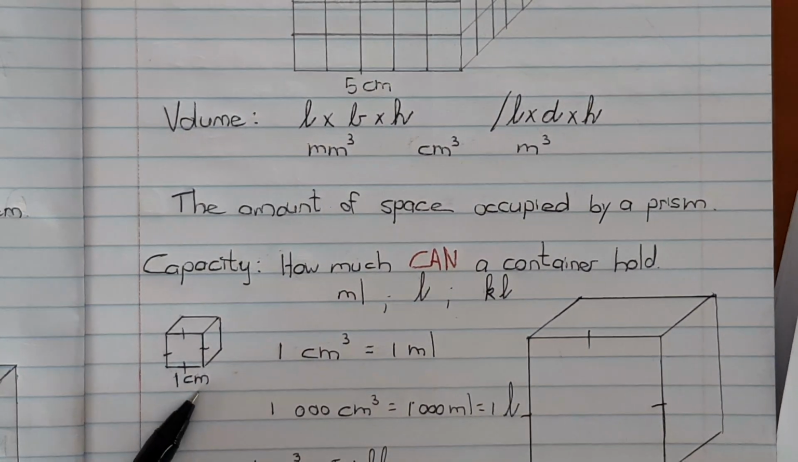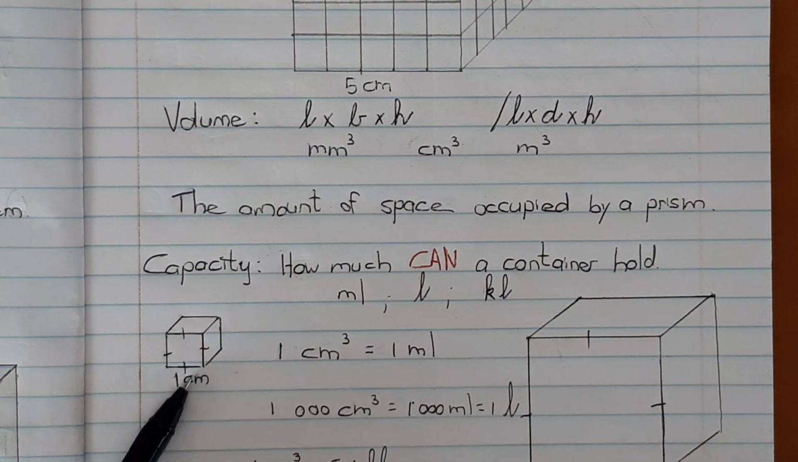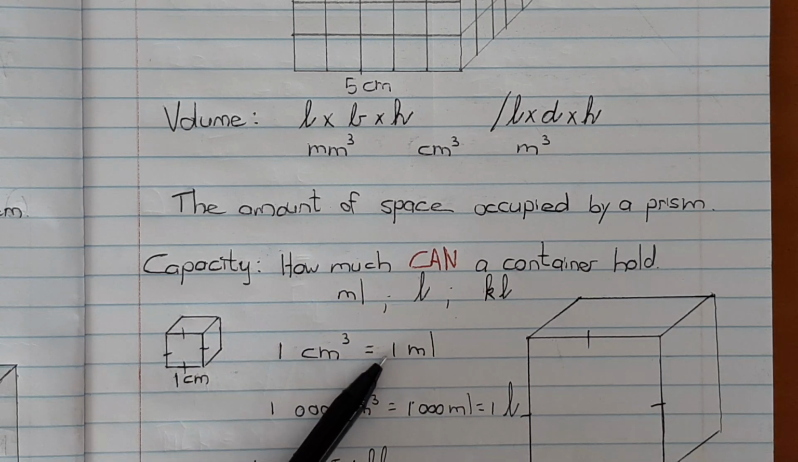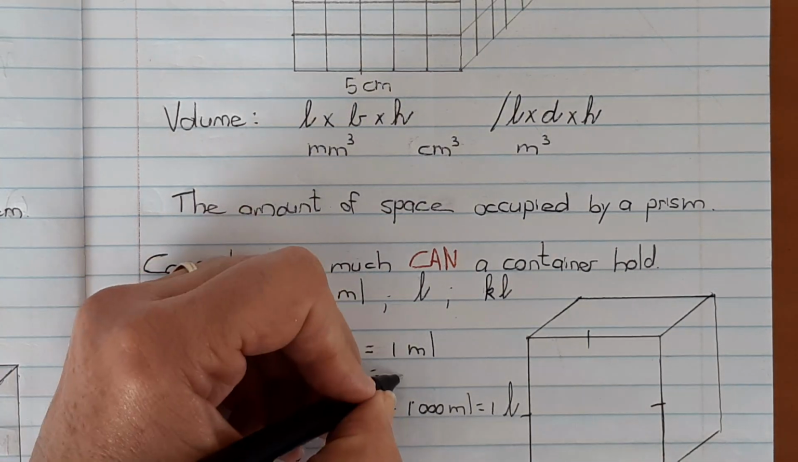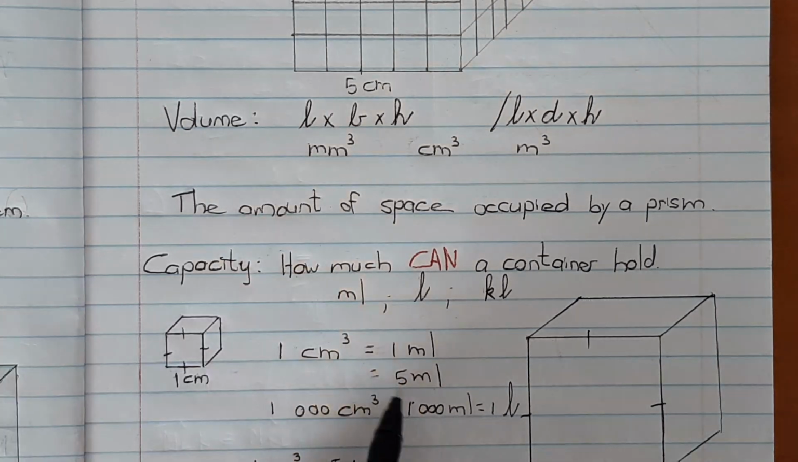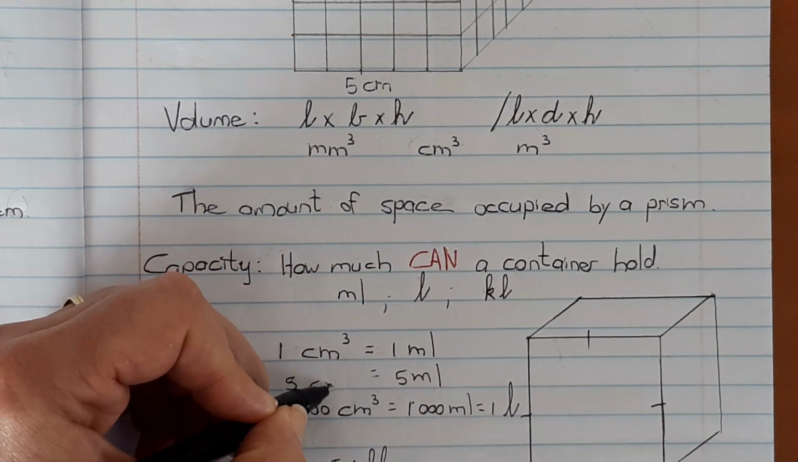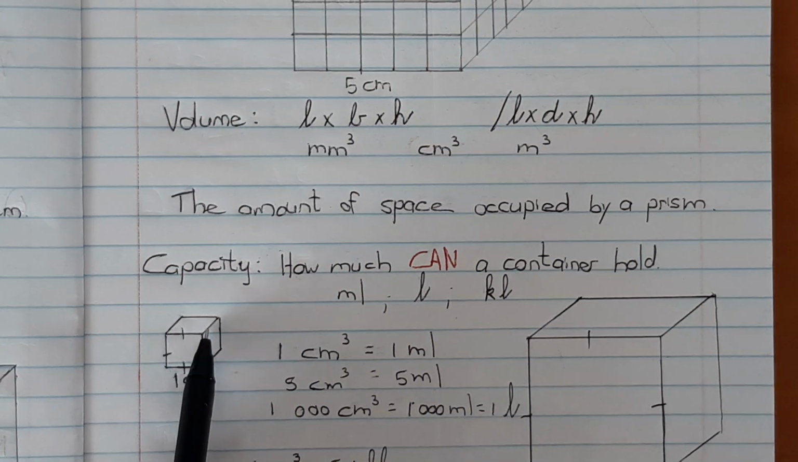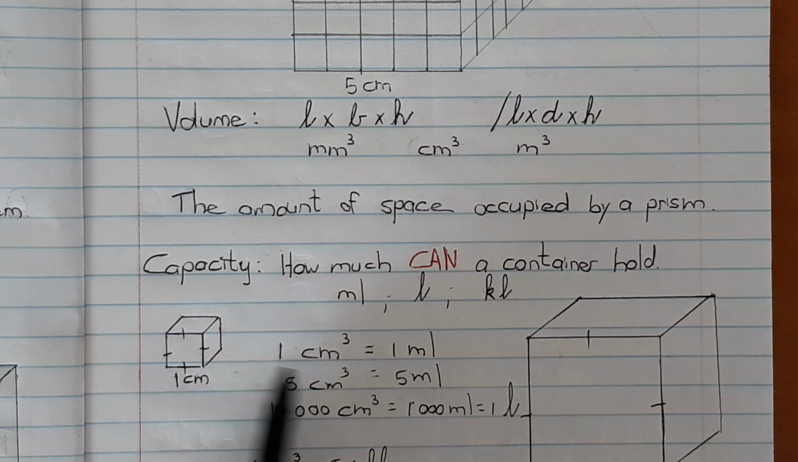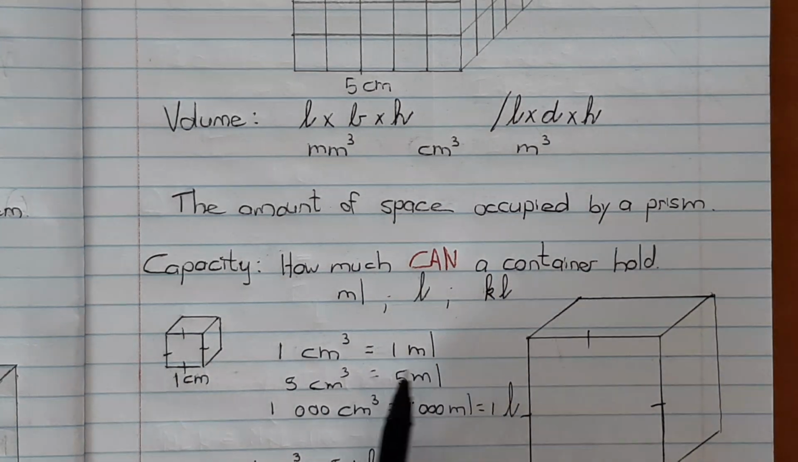Then if you look at 1 cubic centimeter, one block of 1 centimeter by 1 centimeter by 1 centimeter, 1 cubic centimeter equals 1 milliliter. A teaspoon is 5 milliliters. So if you drink medication and it's 5 milliliters, it is actually 5 cubic centimeters. 5 of those blocks. You can build the blocks and test it and see. It doesn't sound correct, but it is really so. So 1,000 cubic centimeters equals 1,000 milliliters, and that equals 1 liter.